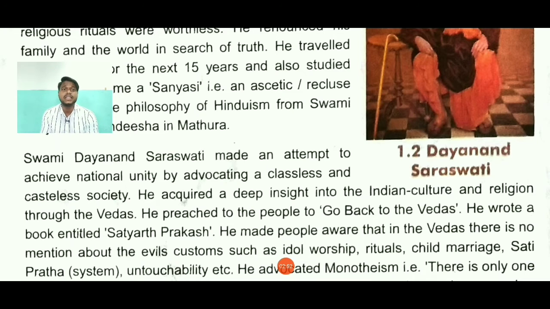He also acquired a deep insight into Indian custom, culture, and religion through the Vedas too. As we know, the Vedas are one of the very important parts of our civilization, our culture and our mythology. So he also told the people, we need to go back to the Vedas. Going back to the Vedas means respect your Vedas, trust your Vedas before taking any kind of medicines of the technical world.